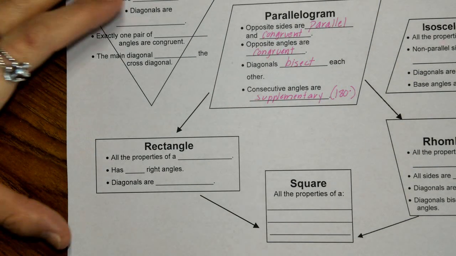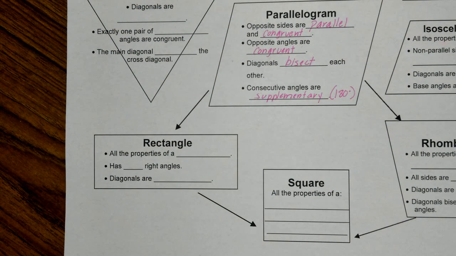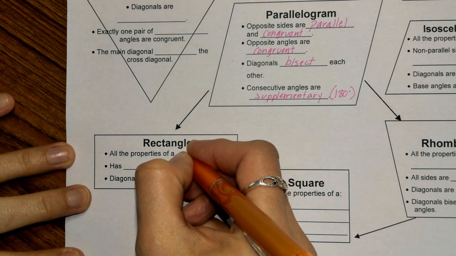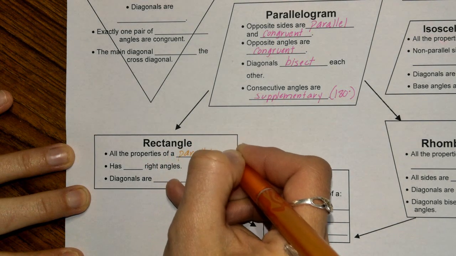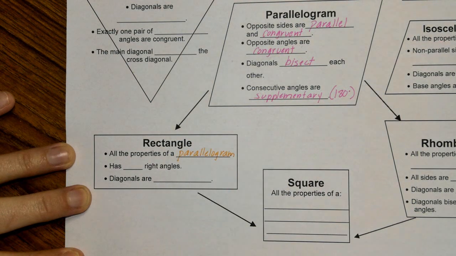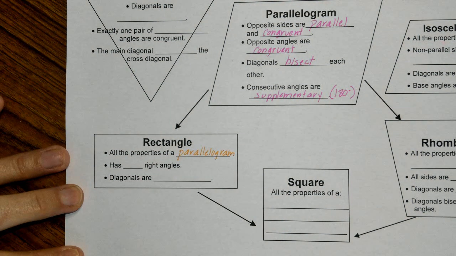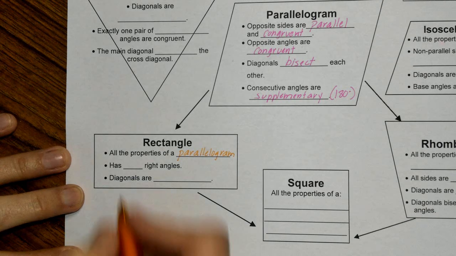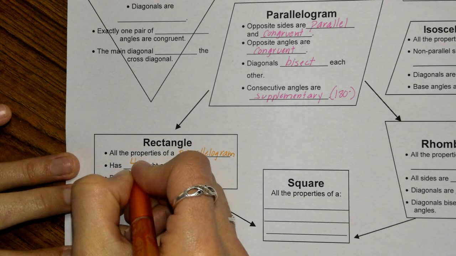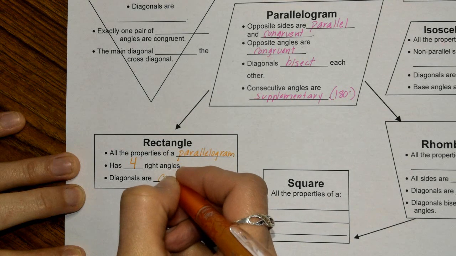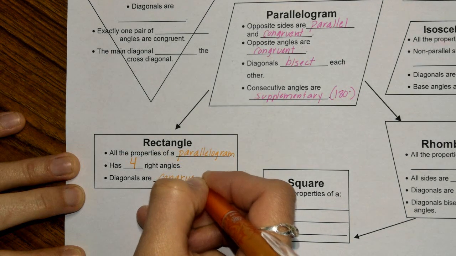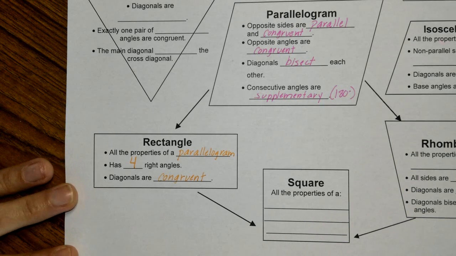So your properties here, we actually have 2 new properties. The first bullet point here is that we have all the properties of a parallelogram. Then we talked about the right angles. Well, how many right angles did it have? And you had 4. And then we established that our diagonals are congruent. And that is it for the rectangle note.